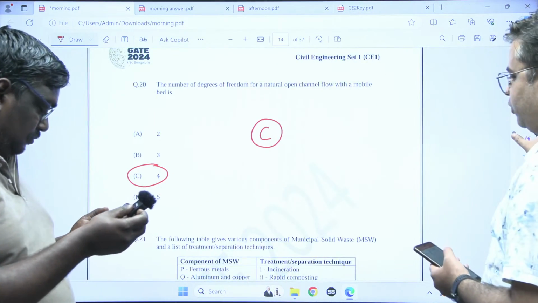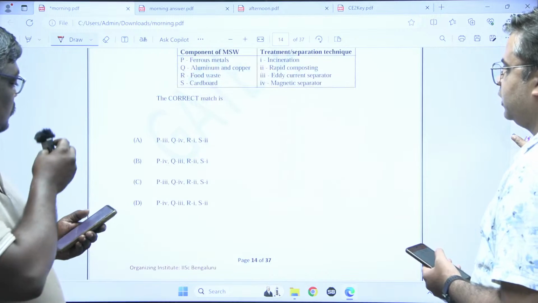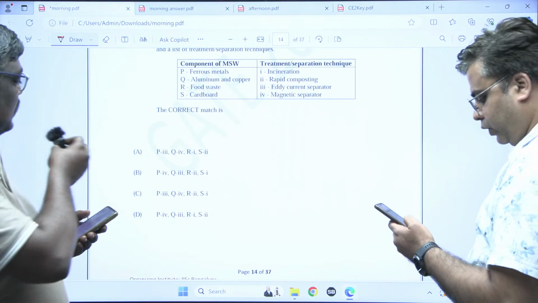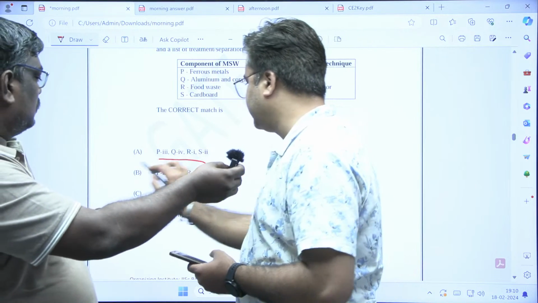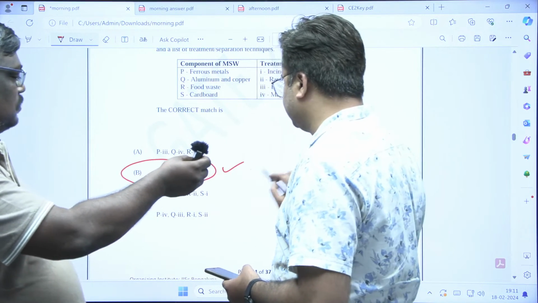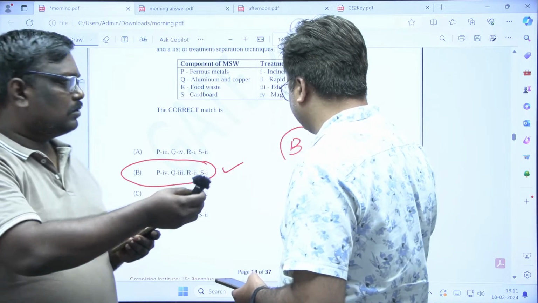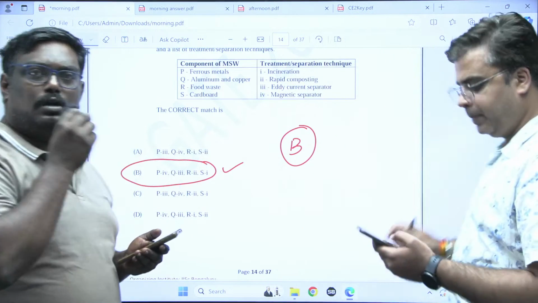Next, question number 21. The answer is 4321. This is option B. Yesterday we discussed this. So option B is the correct option for this question.